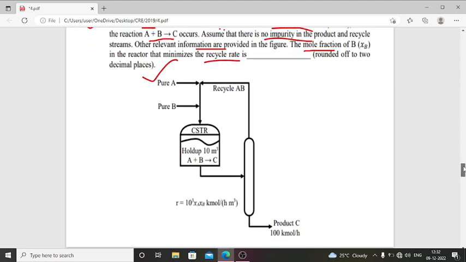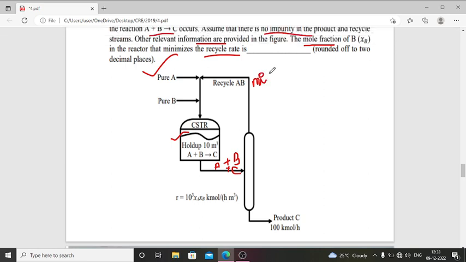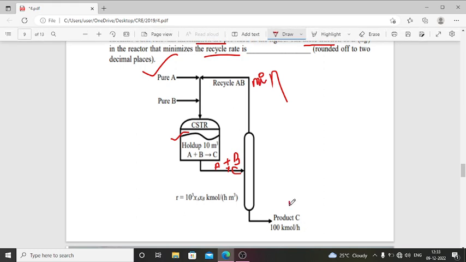Refer to this diagram. Pure A and B, so A plus B gives C. This reactor is a CSTR. Volume is 10 meter cube. Here A plus B and C, these 3 are sent to the separator. So here AB recycle. These values are minimum, so this minimizes the recycle rate.